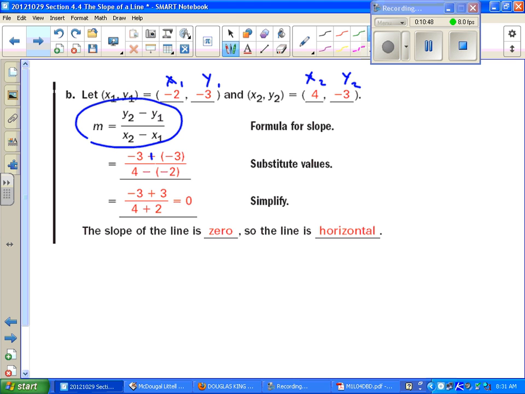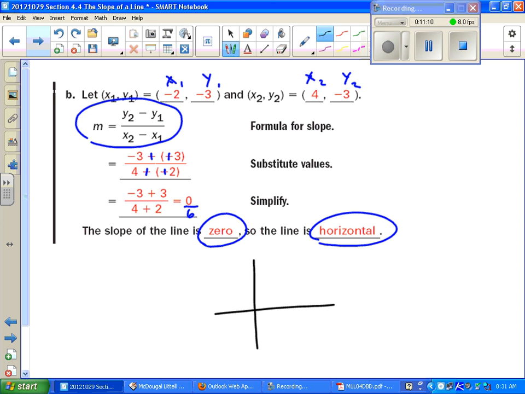Remember, minus a negative means plus a positive. -3 plus 3 is 0, and 4 plus 2 would be over 6 if you'd write that out. But 0 divided by anything is 0, and if you have a 0 as a slope, it is horizontal. Remember, thinking about 0 as a slope, you're going to show a line that looks similar to this. It'll be a horizontal line.